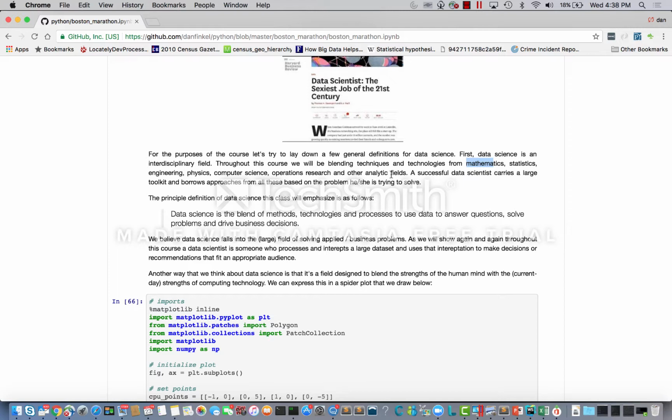In my head, you can imagine that a data scientist is somebody who carries around a large toolkit with them. And depending on the problem, depending on the data set, depending on the audience, that data scientist may pull out a different tool to solve the problem. And that tool can be algorithms, borrowed from any of these fields.